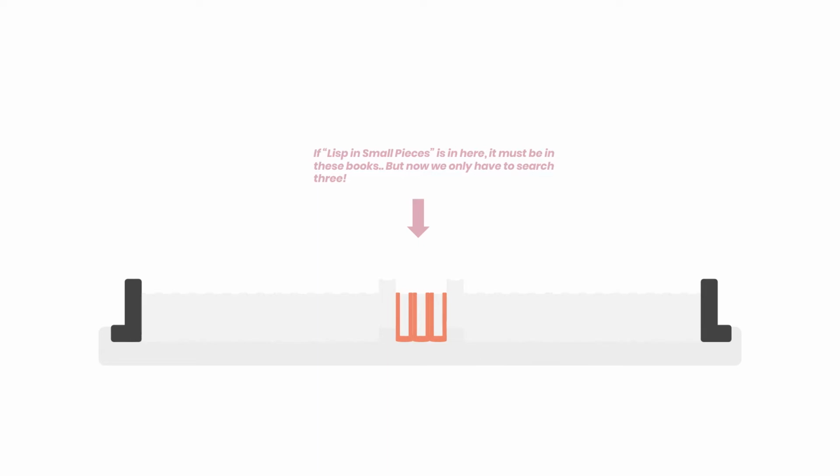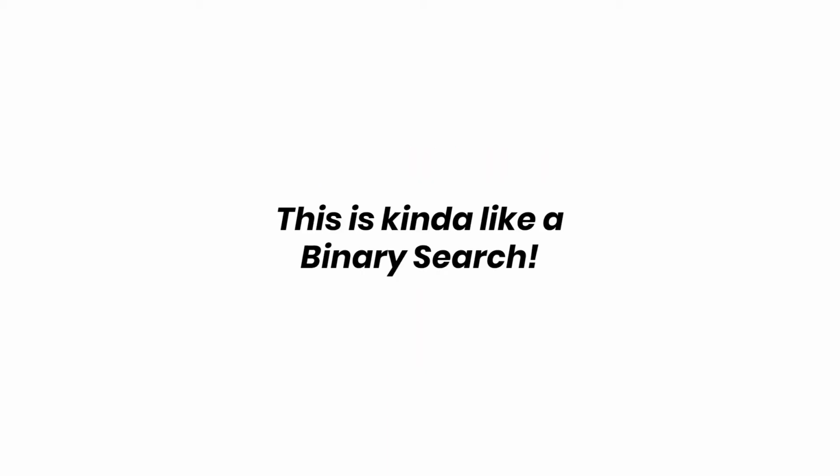So now what we've done is we've disregarded that portion on the right. So if Lisp in Small Pieces is in here, it must be in these three books. But now we only ever have to search 3 books, so we've cut down our search space dramatically. And this is the idea behind a binary search. It's kind of like a binary search. It's not exactly the same, and we'll talk about that soon, but it employs the same principles, using the fact that it's sorted data to our advantage and narrowing the search space until we find what we want.